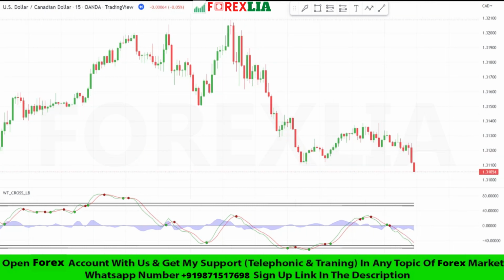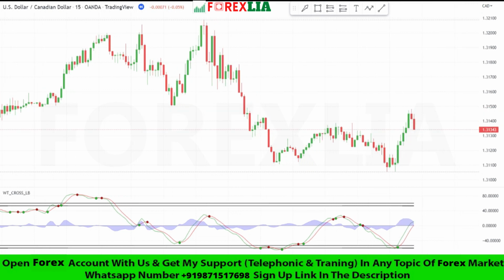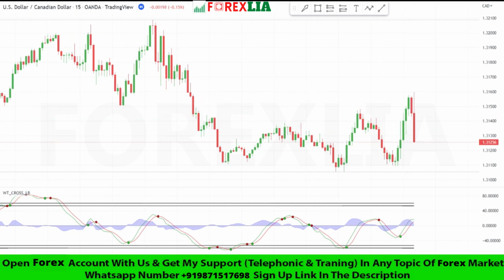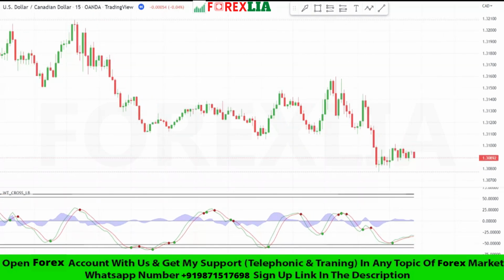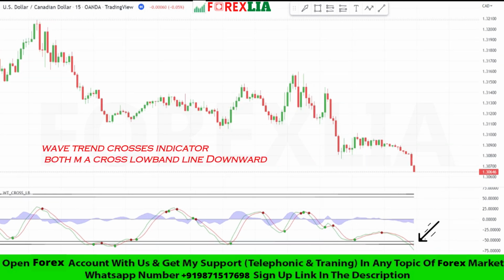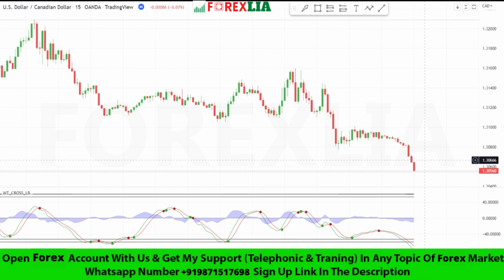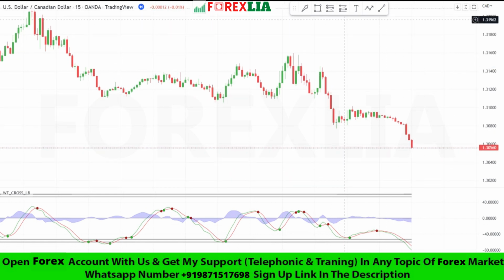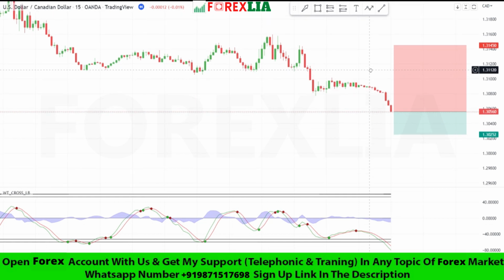If the Wave Trend Cross indicator shows both MA crosses on the lower band line moving downward, then we take a sell trade. Here is the sell signal confirmation. We place the sell trade here. Set stop loss at the previous high point. Set profit target 1:1.